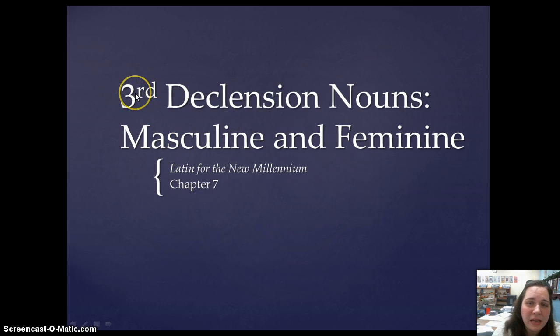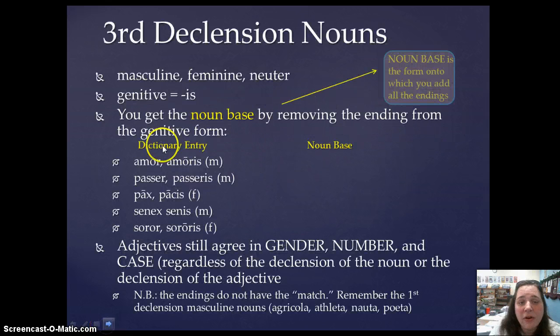And we're going to learn the third declension nouns, actually only in the masculine and feminine. Now, third declension nouns actually do have masculine and feminine and neuter genders. But for today, we're only going to learn the endings for the masculine and the feminine ones. The endings are exactly the same for both of them, okay?